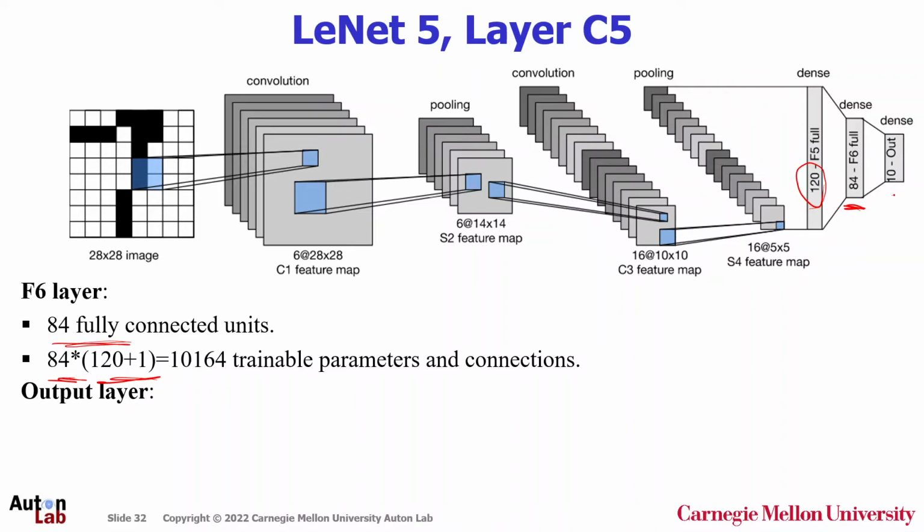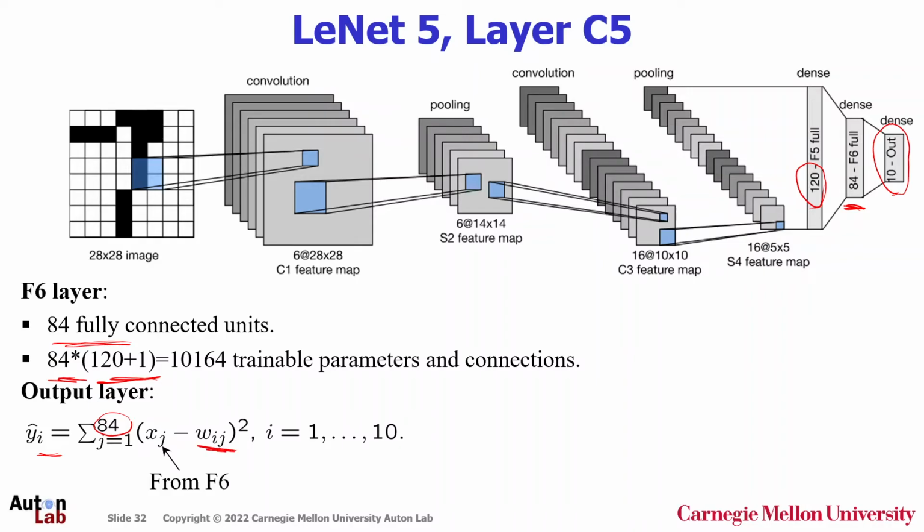The output layer has only 10 neurons. The activations of these neurons are denoted by y hat 1, y hat 2, and so on, y hat 10. Each of them is connected to 84 neurons on the previous layer F6. These trainable connection parameters are denoted by Wij, where i is going from 1 to 10 and j is going from 1 to 84. Here, xj is the j-th input from the previous layer F6.